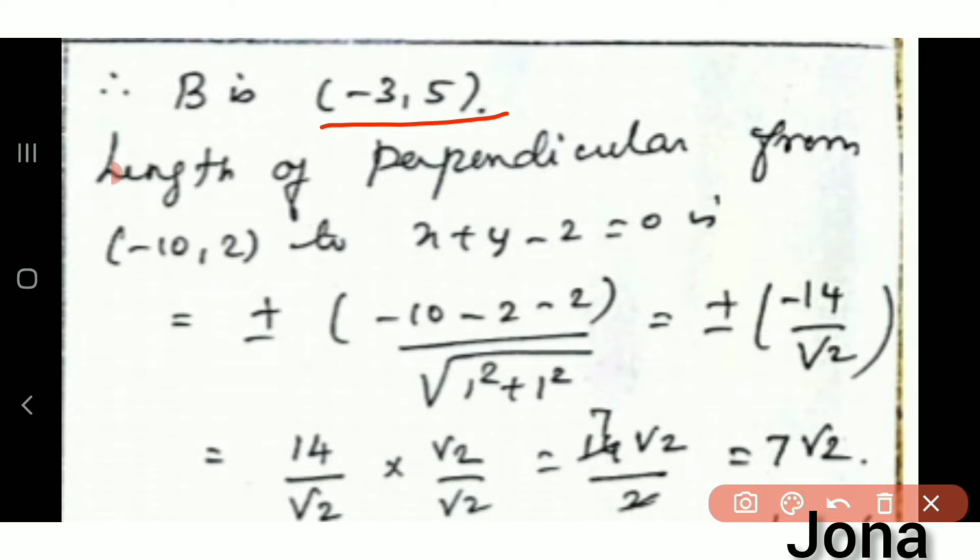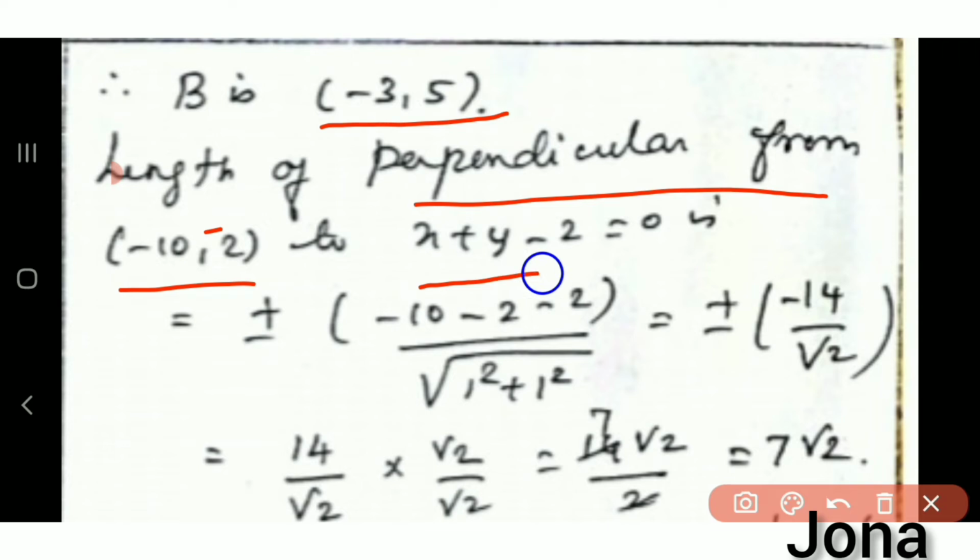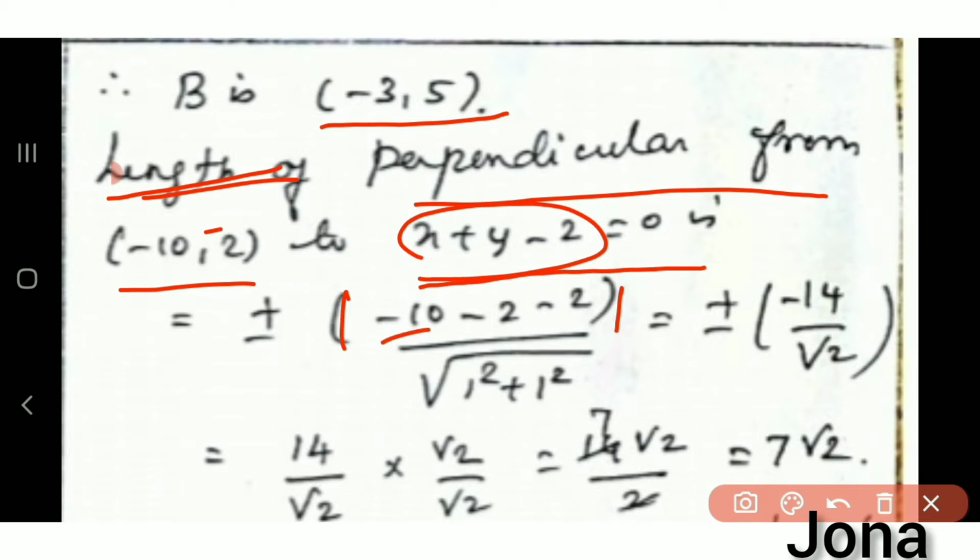We want to find the length of the perpendicular from minus 10 comma minus 2 to x plus y minus 2 equal to 0. That length of the perpendicular distance is nothing but we have the formula plus or minus modulus of, in this equation we want to substitute x and y values. So that we have minus 10 minus 2 divided by root of 1 square plus 1 square, coefficient of x and y, that is 1 square plus 1 square.